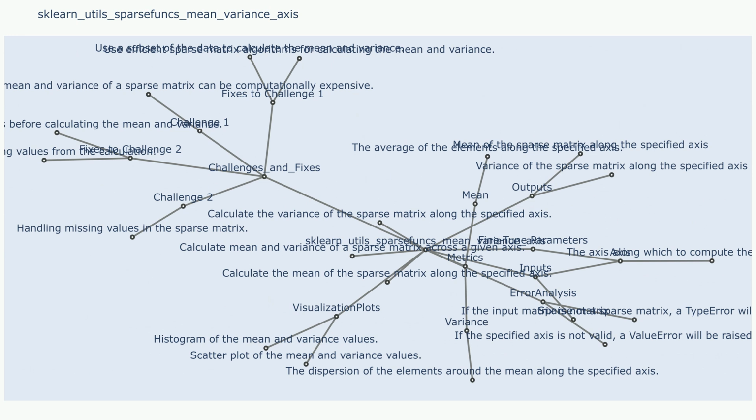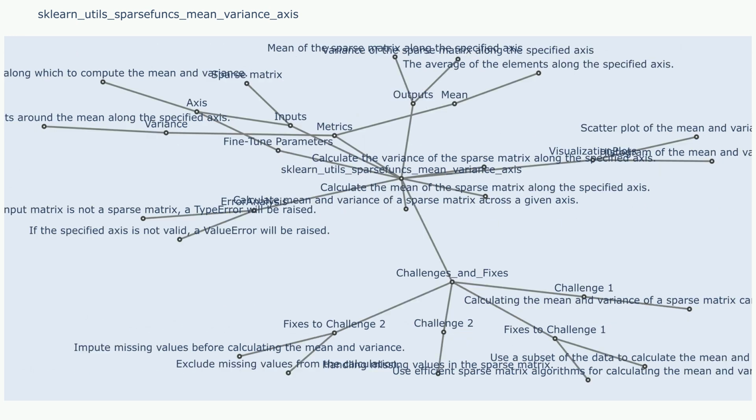Outputs. Mean, an array containing the mean values along the specified axis. Variance, an array containing the variance values along the specified axis.